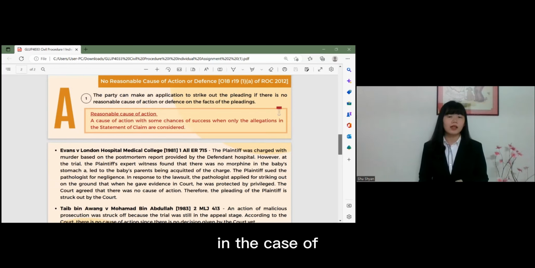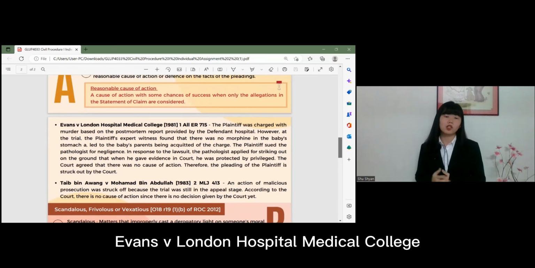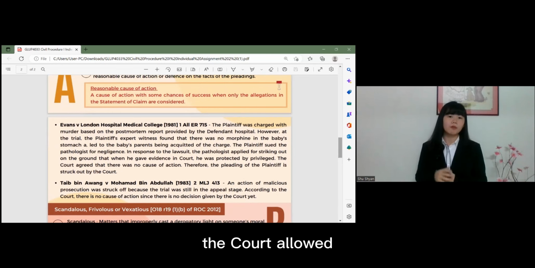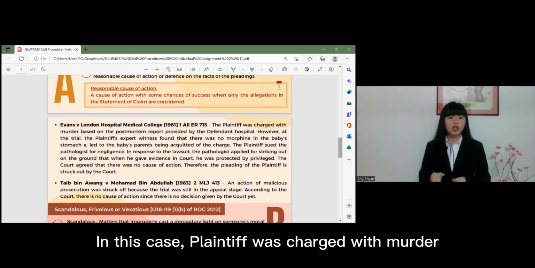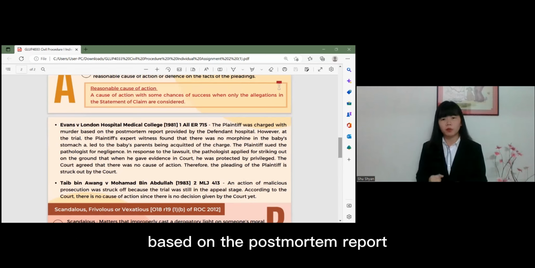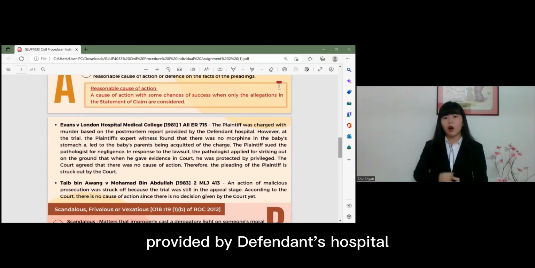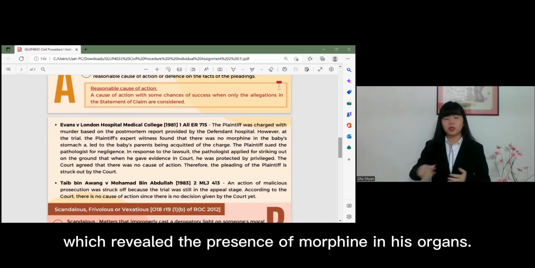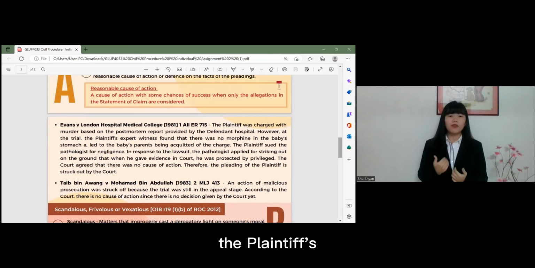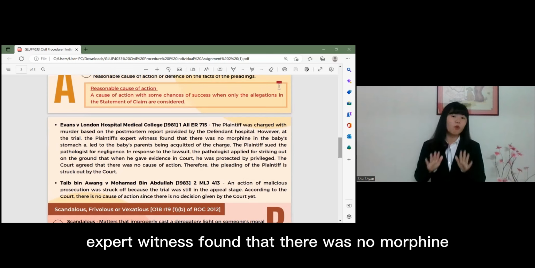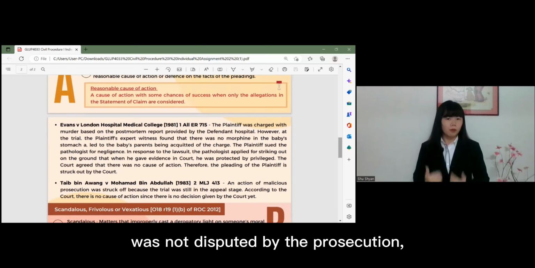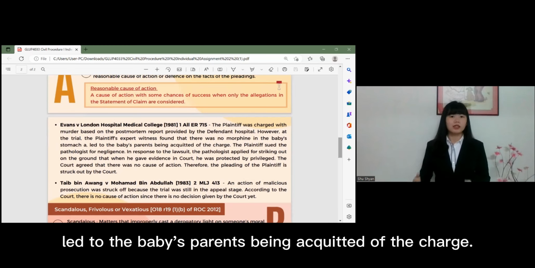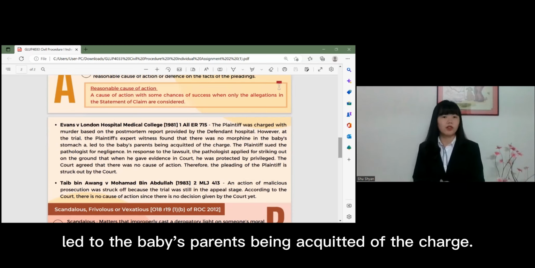For instance, in the case of Evans versus London Hospital Medical College, the court allowed the application to strike out the pleading of the plaintiff. In this case, the plaintiff was charged with murder based on the post-mortem report provided by the defendant's hospital on the plaintiff's baby, which revealed the presence of morphine in his organs. However, at the trial, the plaintiff's expert witness found that there was no morphine in the baby's stomach, and this point was not disputed by the prosecution and subsequently led to the baby's parents being acquitted of the charge.